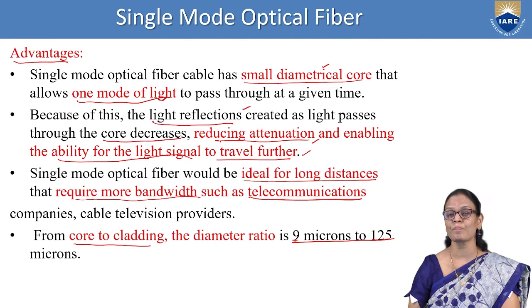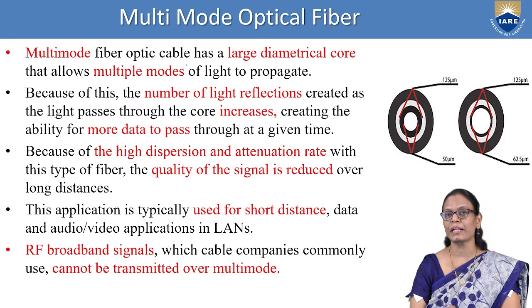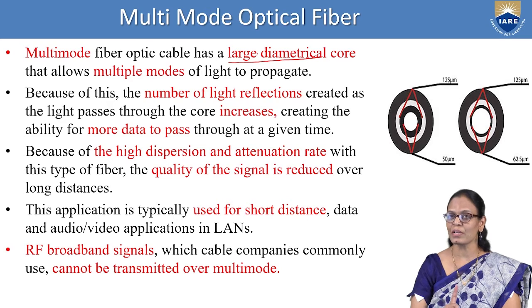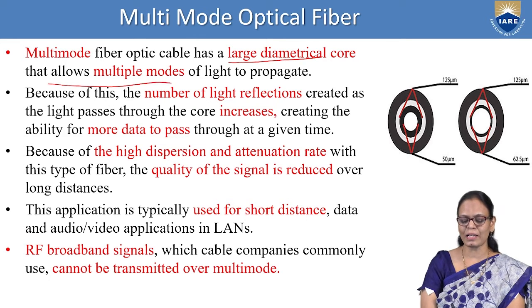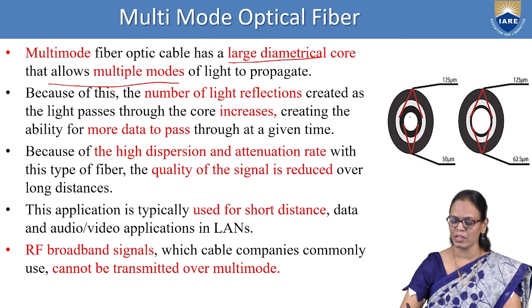This is usually the ratio that we maintain for core cladding diameters. Now coming to the multimode fiber, it has a large diametrical core. So single mode, small diametrical core, multimode, large diametrical core. So that allows multiple modes of light to propagate. If you see in the figure here, this is the diameter of the core. The diameter of the core here is around 50 micrometer.